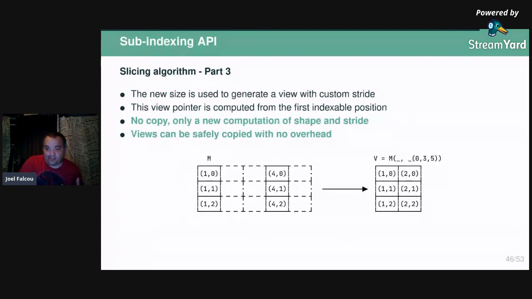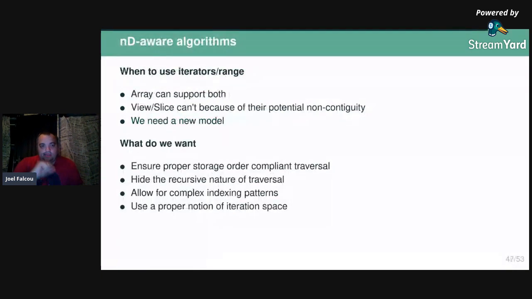The fact that we use the basic stride mechanism to do this means that the stride just helps us get free slicing out of nothing. So that's a cool thing. And then we can have ND-aware allocate algorithms, sorry.